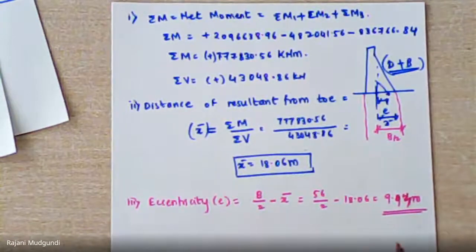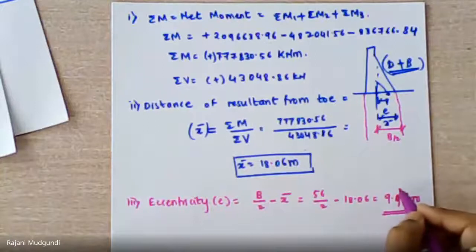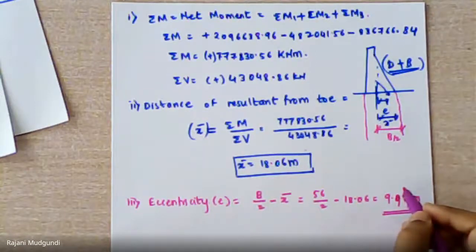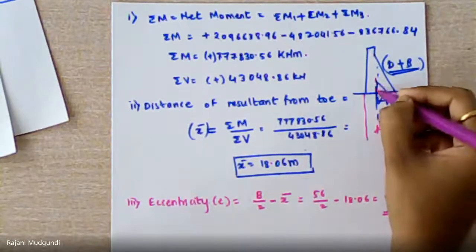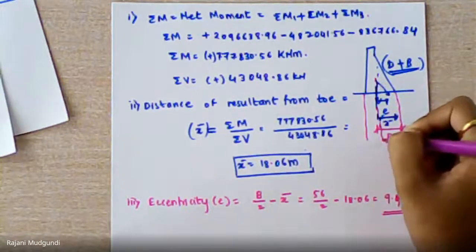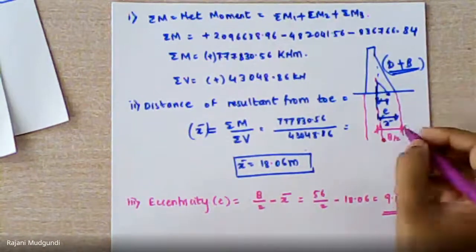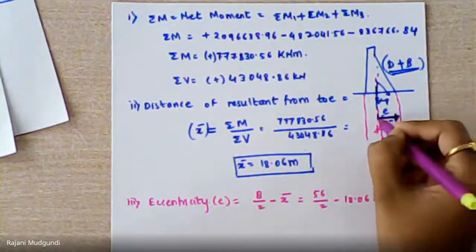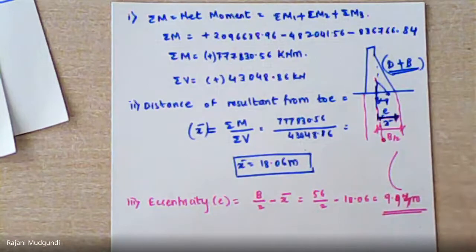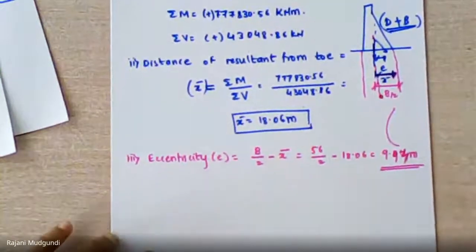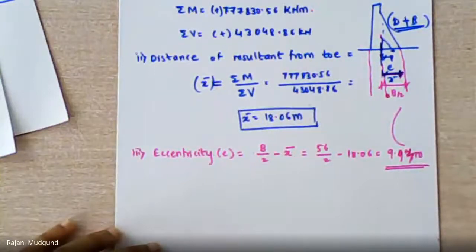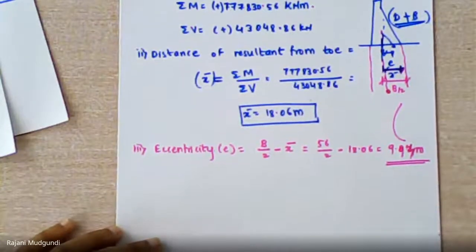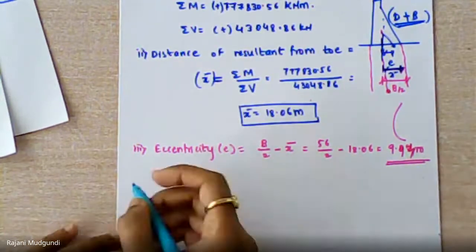Now we have the eccentricity at which the resultant force is acting. So it is not acting exactly at the mid of the base of the dam. It is acting at an eccentricity of 9.94 meter. Therefore, direct and bending stresses will get developed at the base of the section. So next line: vertical stresses.